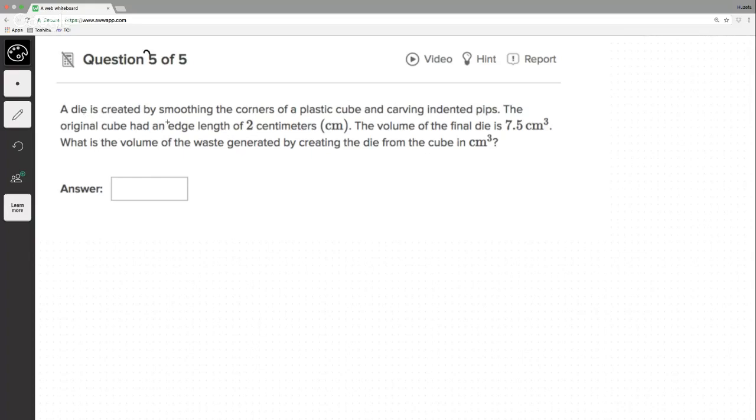You never know. A die is created by smoothing the corners of a plastic cube and carving indented pips. And the original cube had an edge length of 2 centimeters. Okay, here's my cube. 2 by 2 by 2. The volume of the final die is 7.5. What is the volume of the waste generated by creating the die?